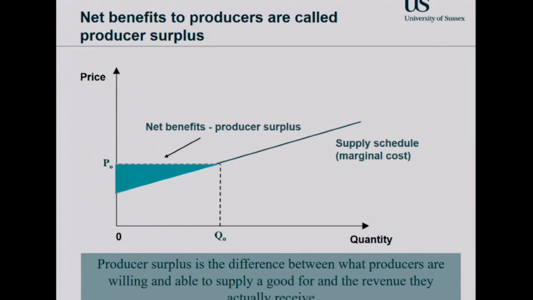Okay, so now we've got a measure of the benefits that consumers got from being in this market and a measure of the benefits that producers get, both in money terms. First called consumer surplus, second called producer surplus.